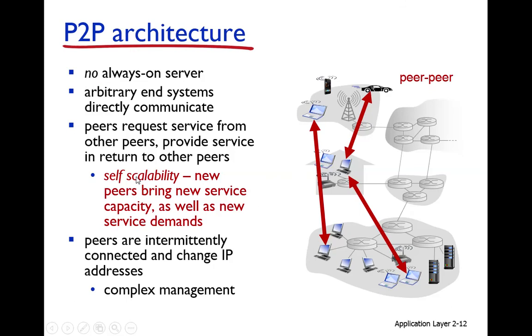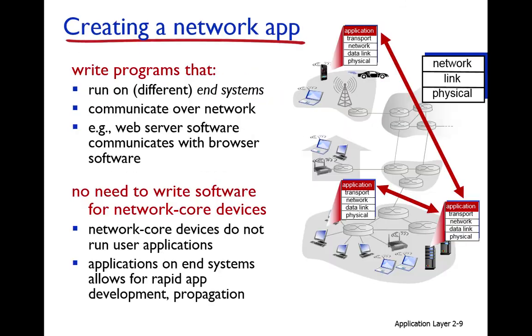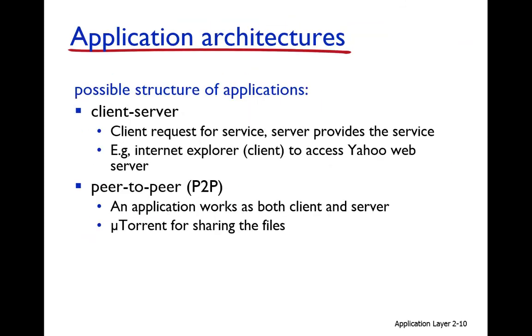So we have discussed the application architecture. Application architecture means how internet applications communicate with each other. There are two types: one is called client-server, and one is called peer-to-peer. In client-server, one application is always requesting a service, and another application is providing it. In peer-to-peer, an application requests service from others, as well as provides service to others.